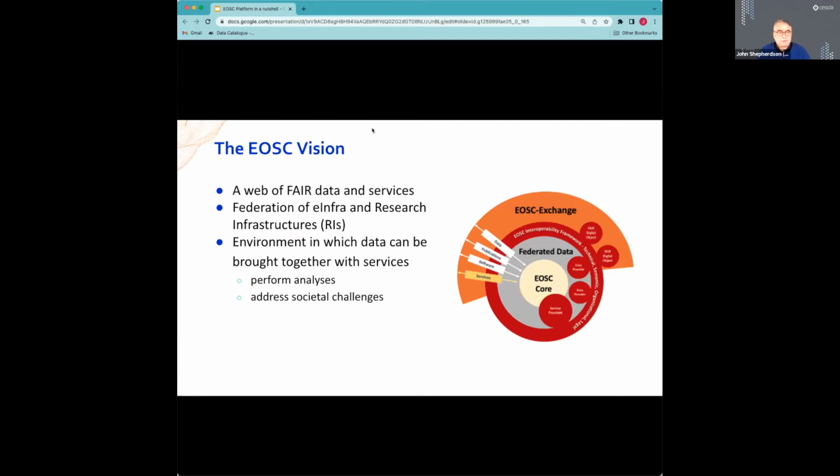So the EOSC vision: a web of FAIR data and services, a federation of e-infrastructures and research infrastructures, and the research infrastructure science clusters, including ENVRI, EOSC Life, ESCAPE, PANOSC, and SSHOC. EOSC will create an environment in which data can be brought together with services from providers, creating a trusted virtual federated environment to allow that data and research outputs to be shared and reused across borders.